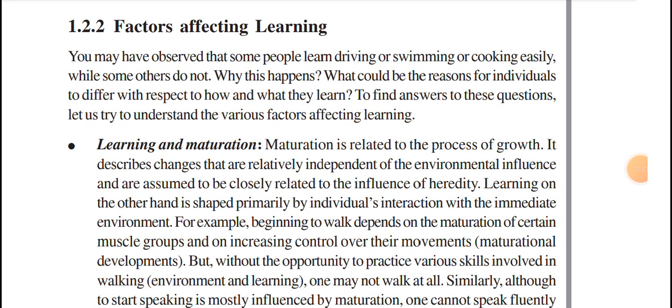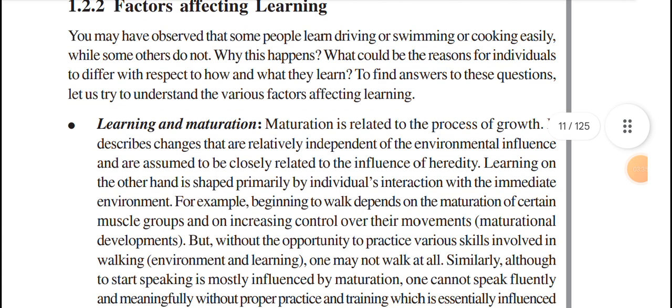Factors affecting learning. You may have observed that some people learn driving or swimming or cooking easily, while some others do not. Why this happens? What could be the reasons for individuals to differ with respect to how and what they learn? To find answers to these questions, let us try to understand the various factors affecting learning.